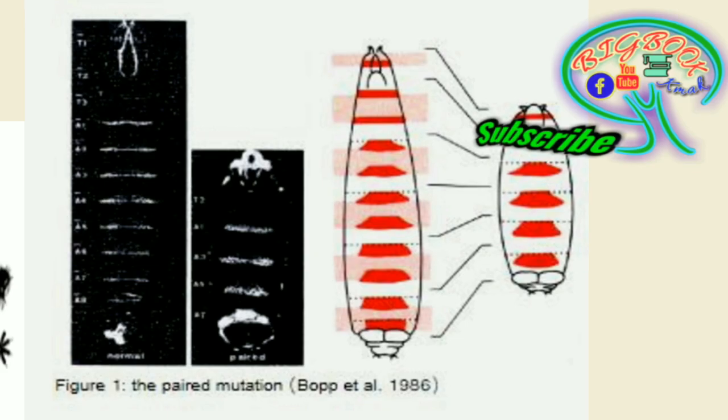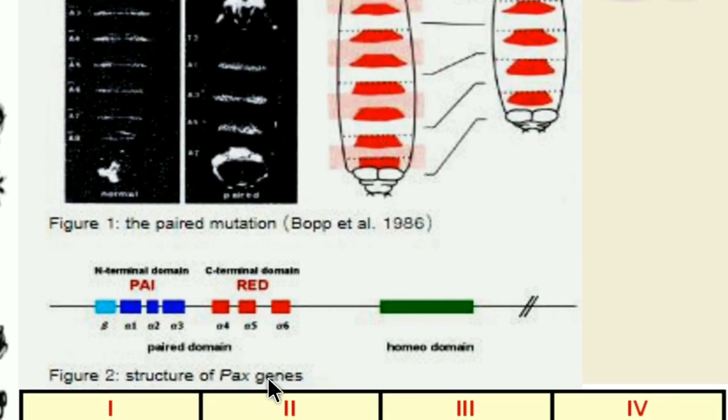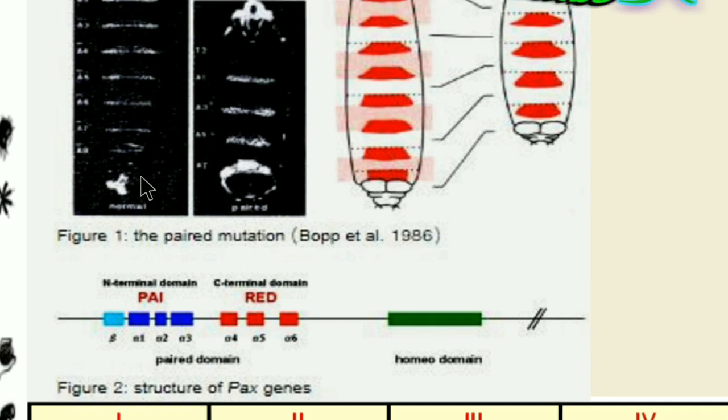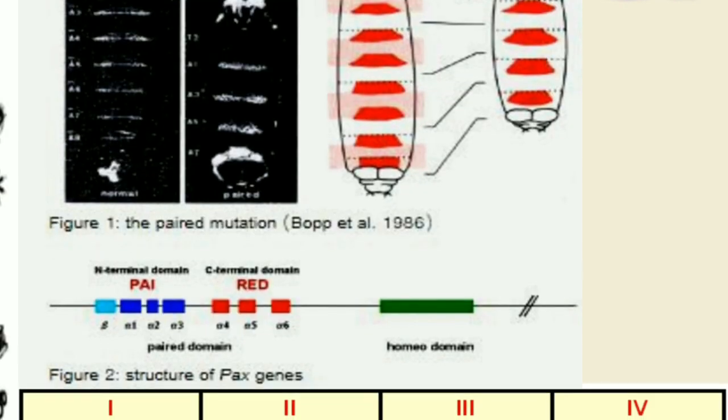Now again in this you can see these are the odd and even segments of the Drosophila embryo, that is the early embryonic stage, where you can see that the paired mutation has happened. That is because of the mutation in the PAX gene. So these are the PAX genes which are responsible for the induced mutation, where mutation has been caused in the PAX gene. So it has given the difference in the segments. Here the even segments have gone absent because of the mutation.